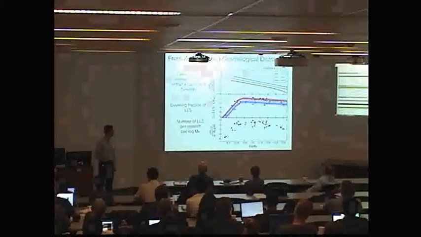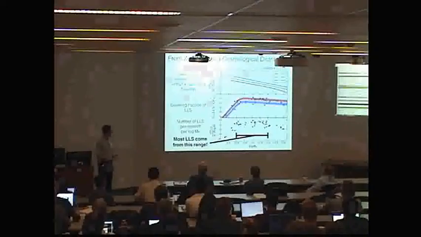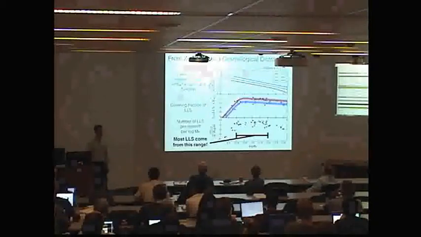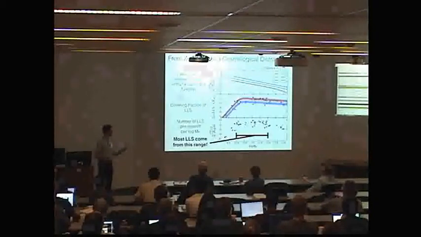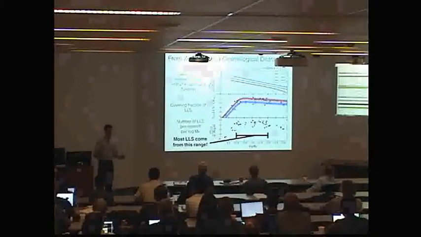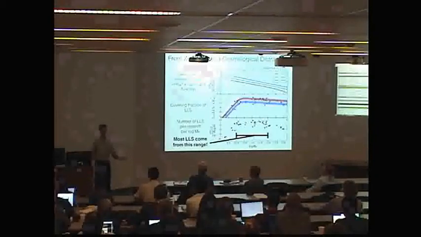halo mass. And you'll note that most of the LLS come from galaxies with a halo mass between 10 to the 10 and 10 to the 12 solar masses. The galaxies that are less massive than that have too little dense gas, just not enough. And the more massive galaxies have both a smaller covering fraction and are also fewer and far between. So now we have a general idea about the origin of the LLS.